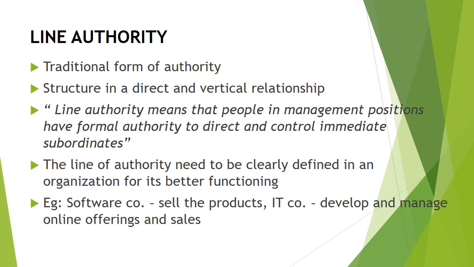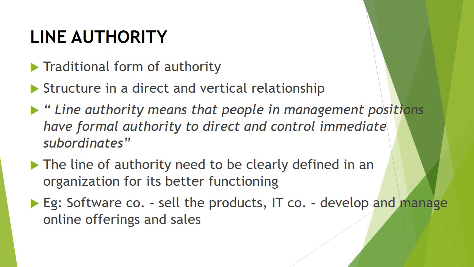Now let's proceed to the next topic, line and staff authority. First, we'll discuss line authority. Line authority is a traditional form of authority, whereby a direct and vertical relationship is established. In short, line authority means people in management positions have formal authority to direct and control immediate subordinates.